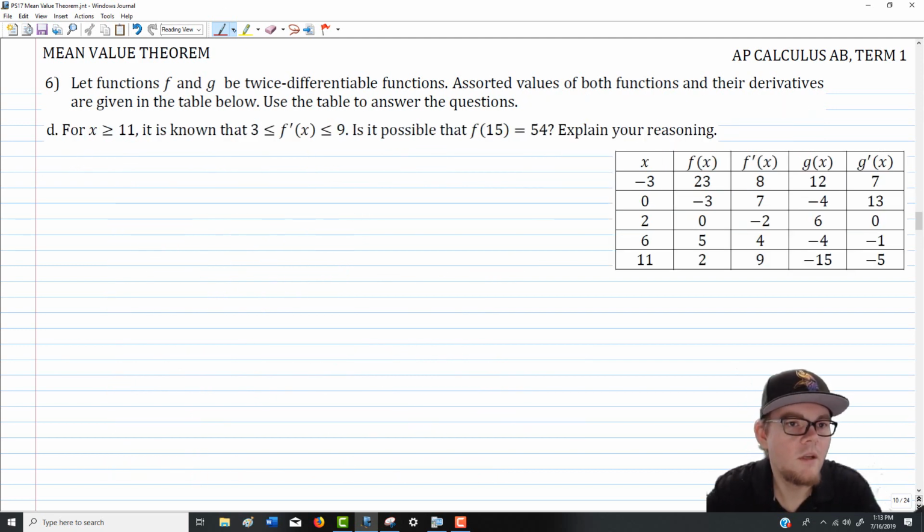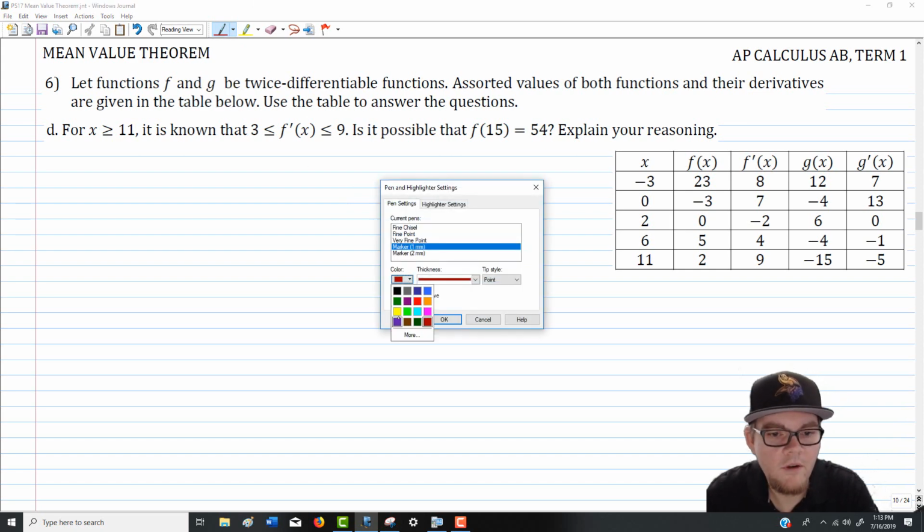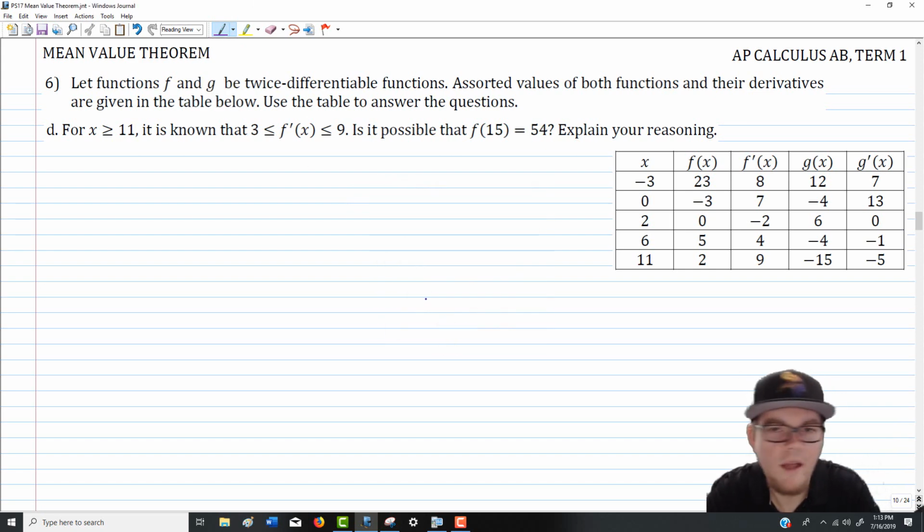Okay, question number 6. Another new favorite of mine, one that was written yesterday or last night. So it says in 6D, for x greater than or equal to 11, which looking at our table we don't have anything established for, it is known that 3 is less than or equal to f prime of x is less than or equal to 9. So in other words, the derivative of f is between 3 and 9. That's something that we know is true.